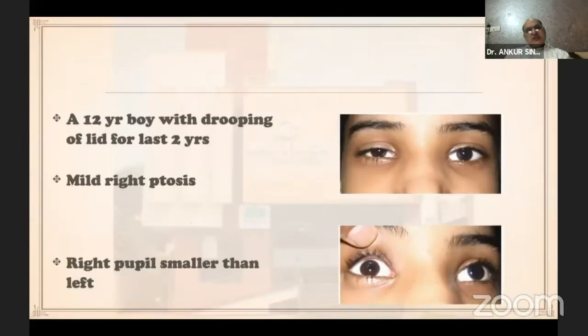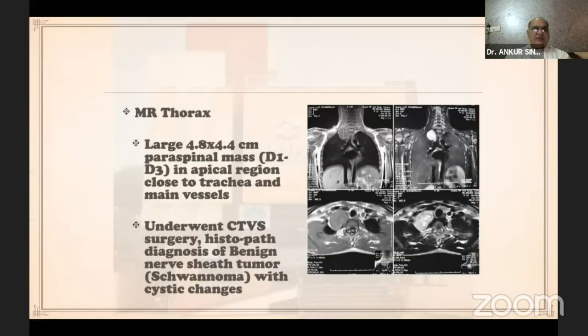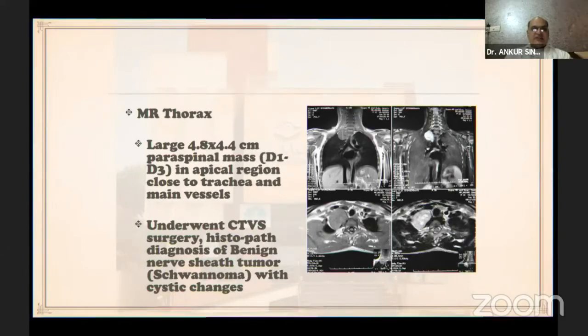Now, this is a case of a 12-year-old boy with drooping of eyelids with mild ptosis. We can clearly see the right pupil is smaller than the left pupil, and he was subjected to MRI because of this. There was a large paraspinal mass. So this was a case of Horner syndrome, and the patient underwent surgery for benign schwannoma.